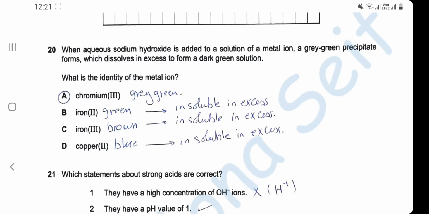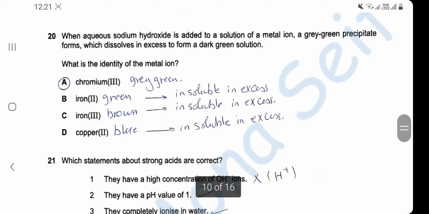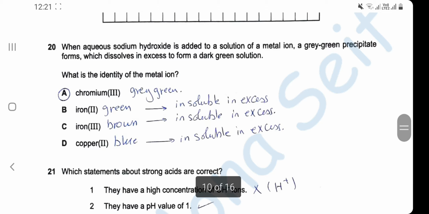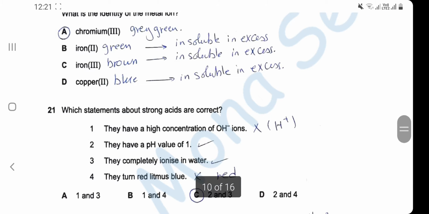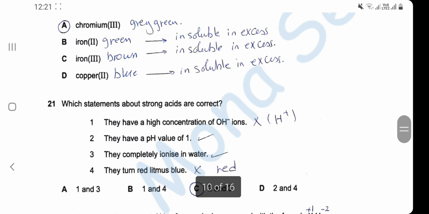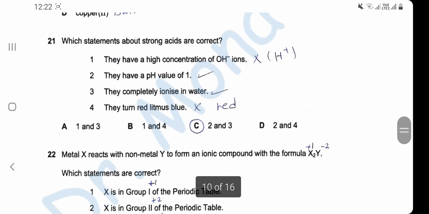Iron 2, which is ferrous ion, gives green precipitate, which is insoluble in excess. Iron 3, which is ferric ions, gives a brown precipitate, which is also insoluble in excess. And copper gives blue color, which is insoluble in excess sodium hydroxide. So the only answer here will be chromium ions. Answer is A.